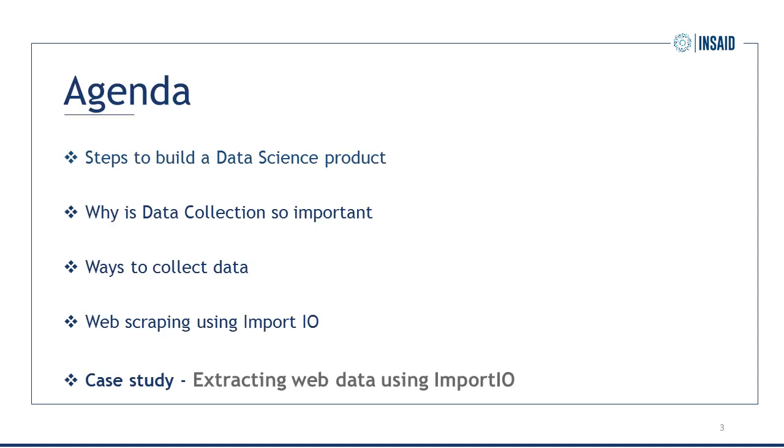Now to get into web scraping, we'll follow a certain agenda so that all of you can get a clear idea as to why web scraping is done in data science projects. So first thing is we have to understand what are the steps to build a data science product. Then we'll go into why is data collection so important in these products. Then what are the ways to collect it. Then we'll see what exactly web scraping is, and where it fits in while collecting data.